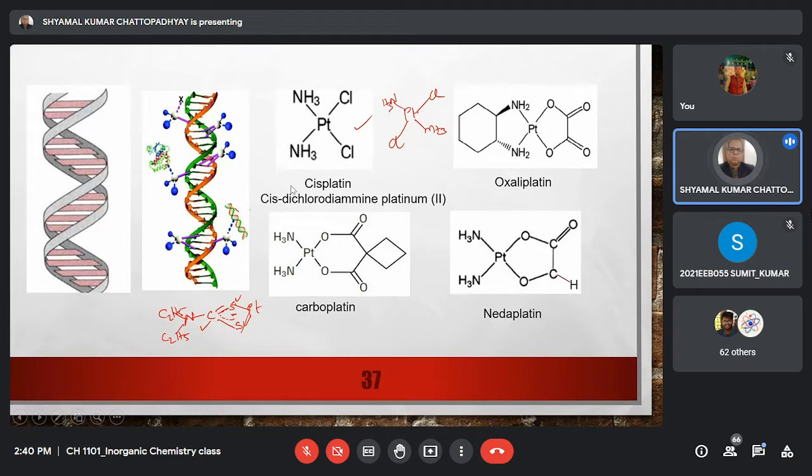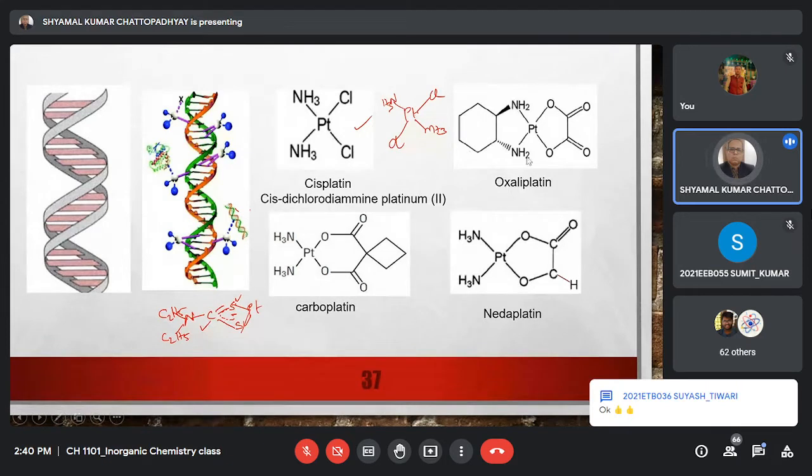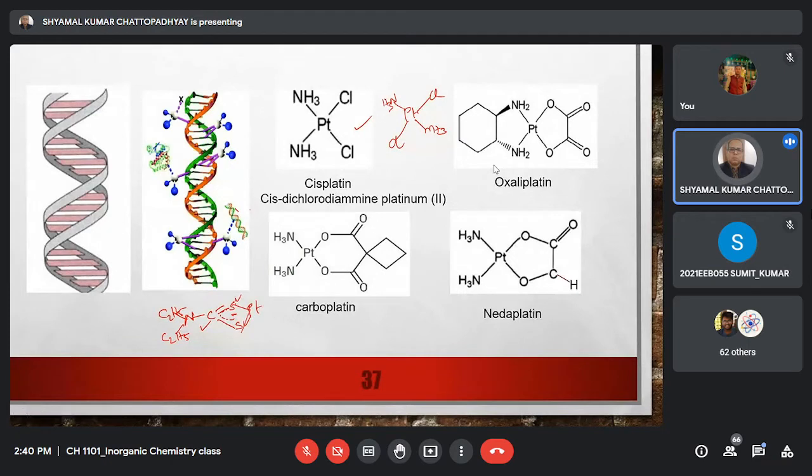And instead of ammonia, here we have cyclohexane 1,2-diamine. It is a cyclohexane moiety, and in the 1 and 2 positions there are two amine groups, so it is cyclohexane 1,2-diamine, and this complex is called oxaliplatin. Structurally it is very similar: two nitrogen donors and two anionic carboxylate donors.